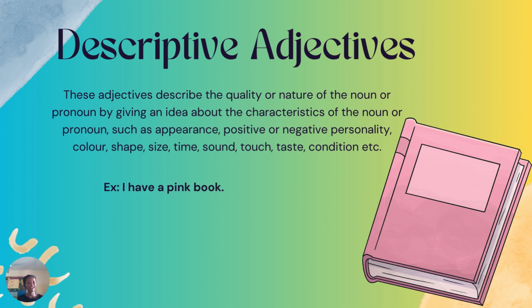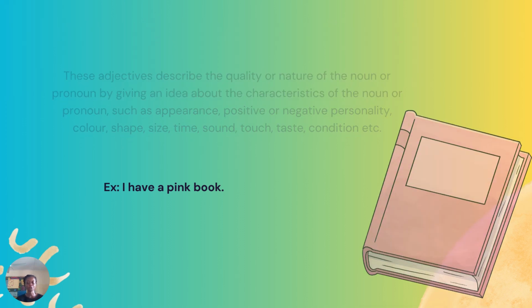For example, I have a pink book. The adjective there is pink, describing the noun, the book. It's telling us more about the color of the noun, which is why I said the descriptive adjective gives us more information, or basically describes the idea or characteristics of the noun.